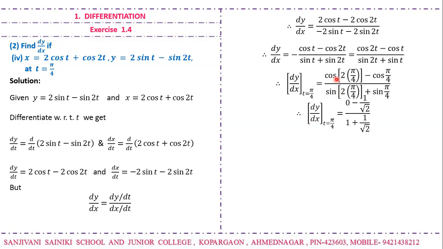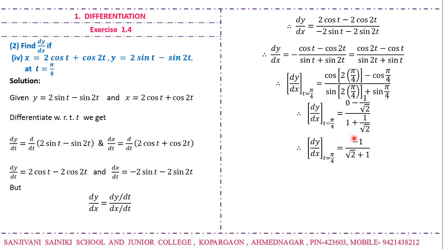So we put t is equal to pi by 4 in this derivative. Then we get cos of 2 times pi by 4, which is pi by 2. Cos of pi by 2 is 0 and sin of pi by 2 is 1. So 0 minus cos pi by 4 upon 0 plus sin pi by 4. But cos pi by 4 is 1 by root 2 and sin pi by 4 is also 1 by root 2. So 0 minus 1 upon root 2 upon 1 plus 1 upon root 2. So we get minus 1 upon root 2 plus 1.